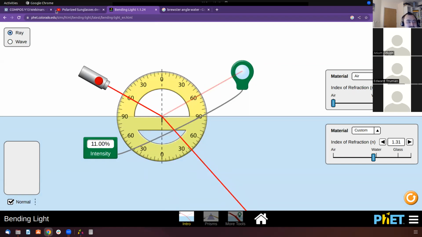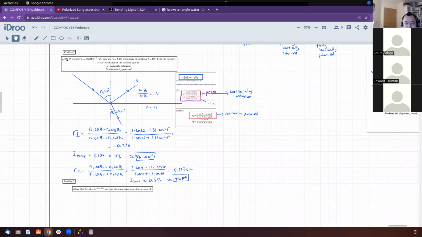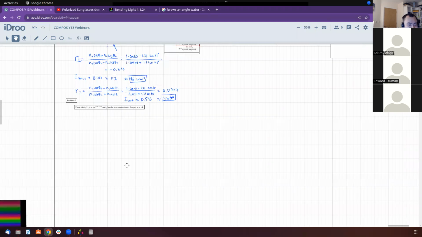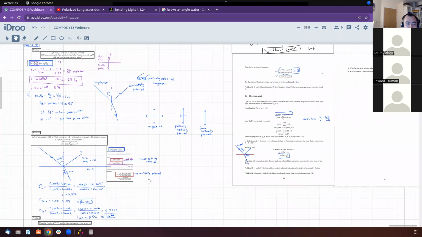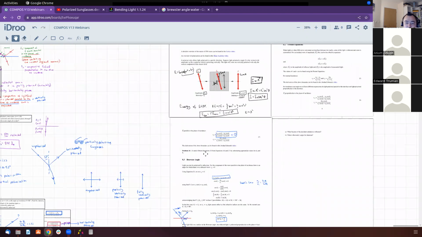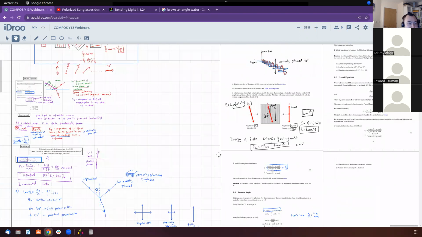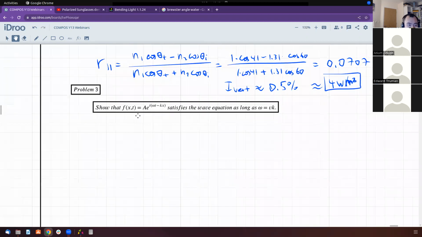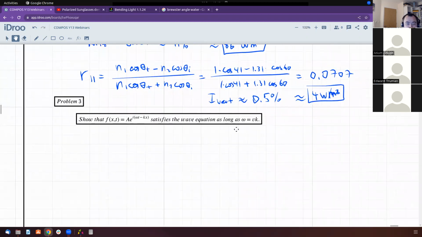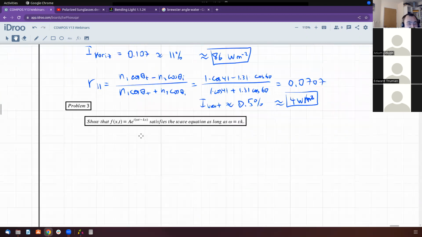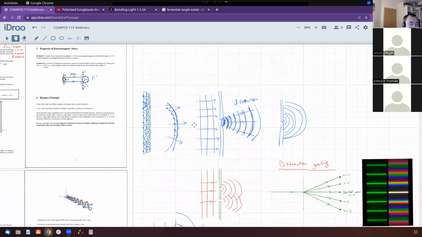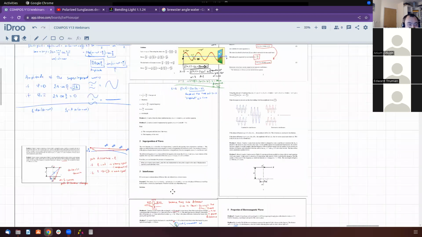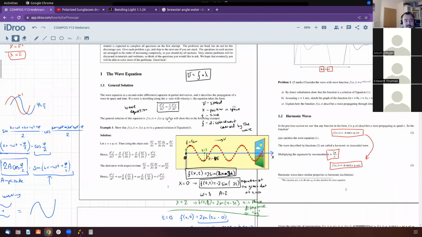All right. Good. Okay, so we have something. Now, problem 3. Well, problem 3 is completely different. Basically, it says show that this equation satisfies the wave equation as long as omega is v times k. So what's the wave equation?